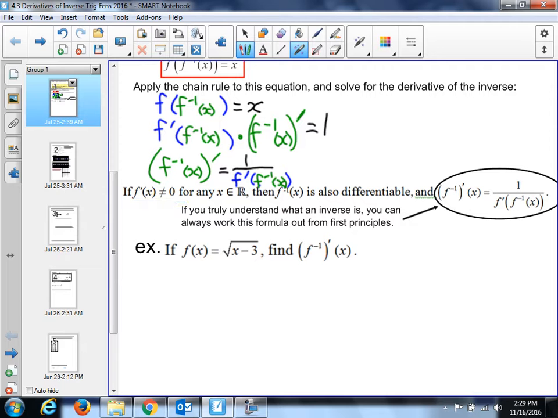Now, as I mentioned, if you truly understand what an inverse is, you can always work that formula out, and this is how you work it out. I don't advise you to memorize it. It'll be one of those things where you work it out a couple times. Maybe you use it often enough it kind of becomes second nature for the next 2 weeks. But then in 2 months, you might be like, oh, what? Work it out from first principles. It'll take you a minute the first time, 10 seconds after a couple times. You might even just know.